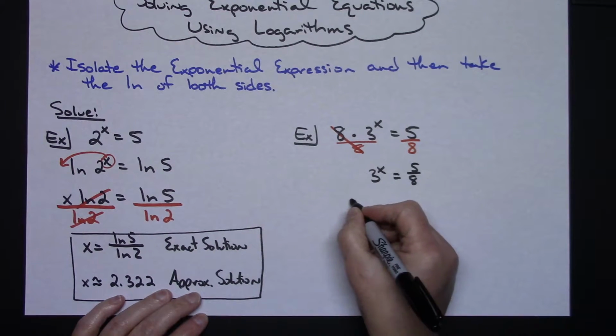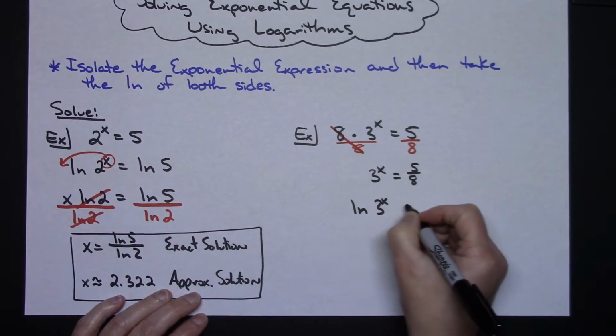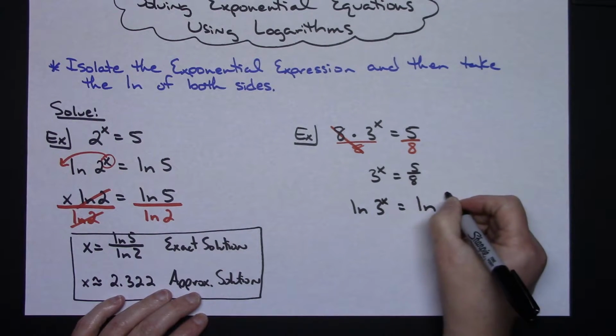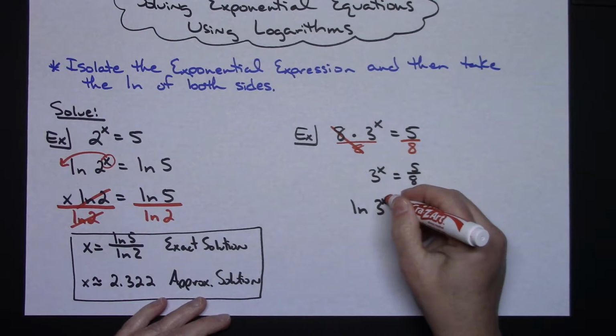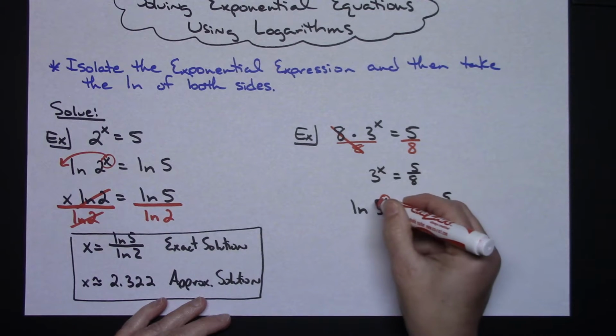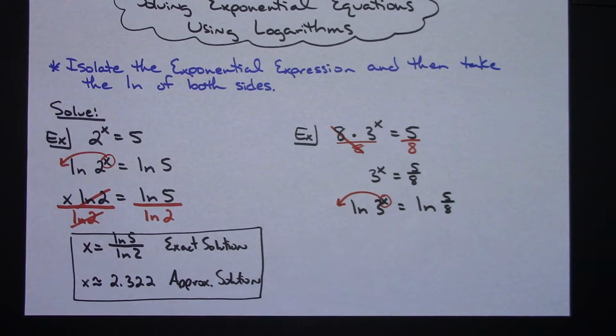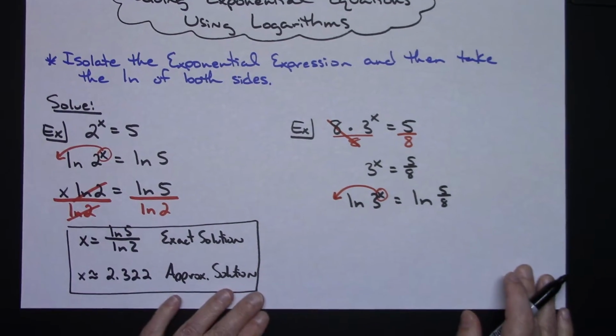So then I'm going to have the natural log of 3 to the x equals the natural log of that 5/8. And it's okay that you have a fraction in there. Just leave it and don't worry about it right now. Okay, now this x, remember again, we have a property of logarithms that says I can pull that down in front.